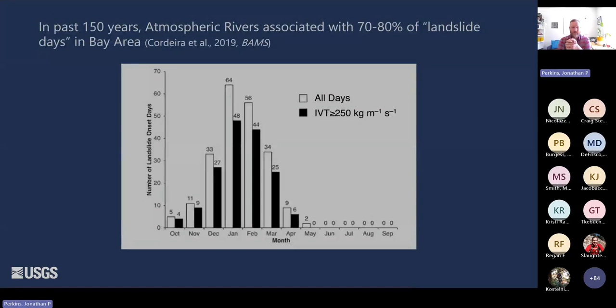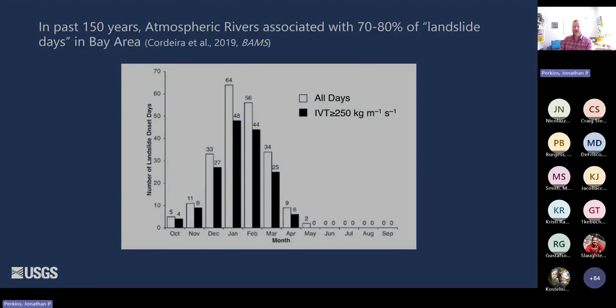in BAMS, where they looked at newspaper reports for the San Francisco Bay Area over the past 150 years. They identified the date of those reports and called them landslide days, and then compared that with atmospheric reanalysis data that looked at this parameter called IVT, which is short for Integrated Vertical Moisture Transport. It's basically a measure of moisture in the atmosphere that is used to identify where atmospheric rivers are. And what they found was that 70 to 80% of the landslide days in the Bay Area over the past 150 years are associated with conditions coincident with atmospheric river type conditions, right?